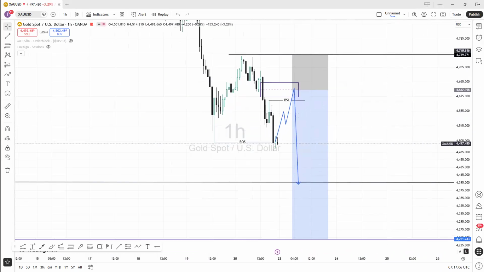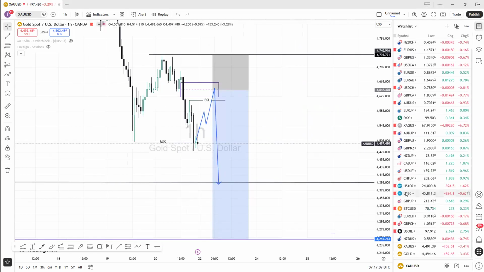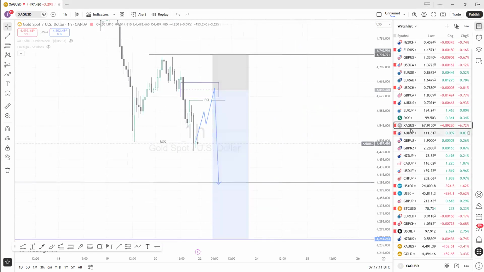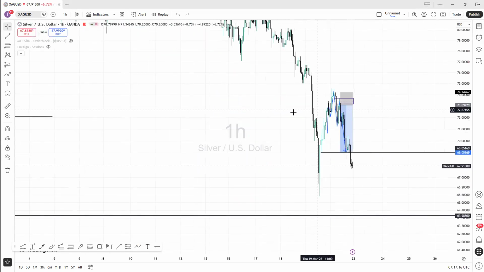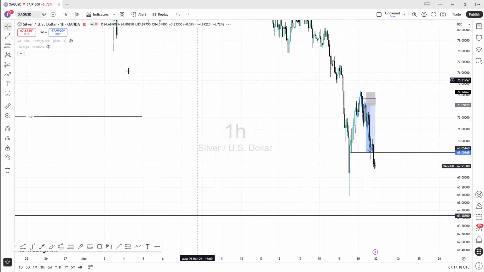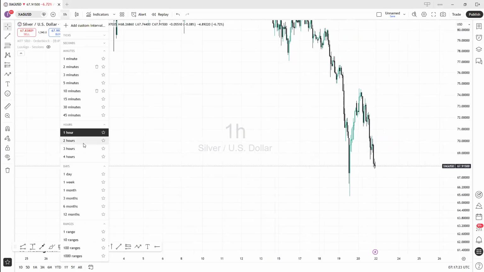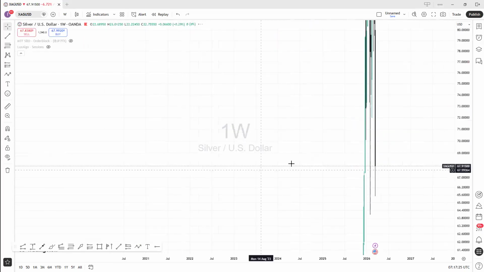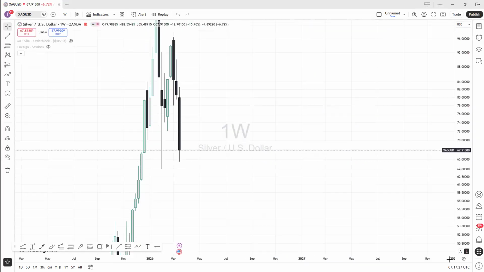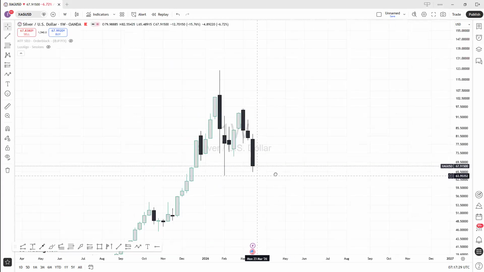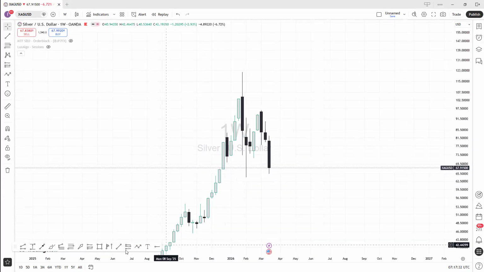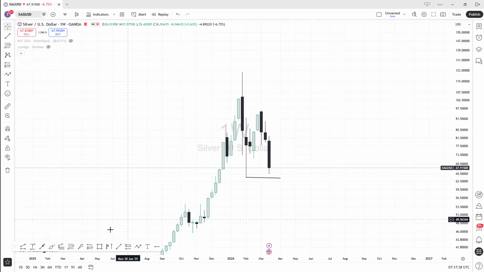Expect that movement. Now you can see silver. What is going on with silver? Okay, so silver has a market structure like this. Let's start from the high time frame. Silver is almost the same as gold. Silver has a market structure similar to gold.